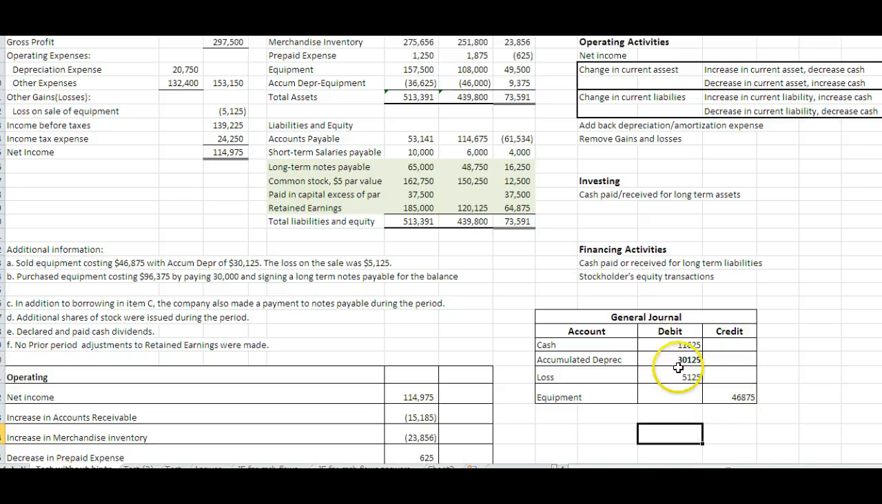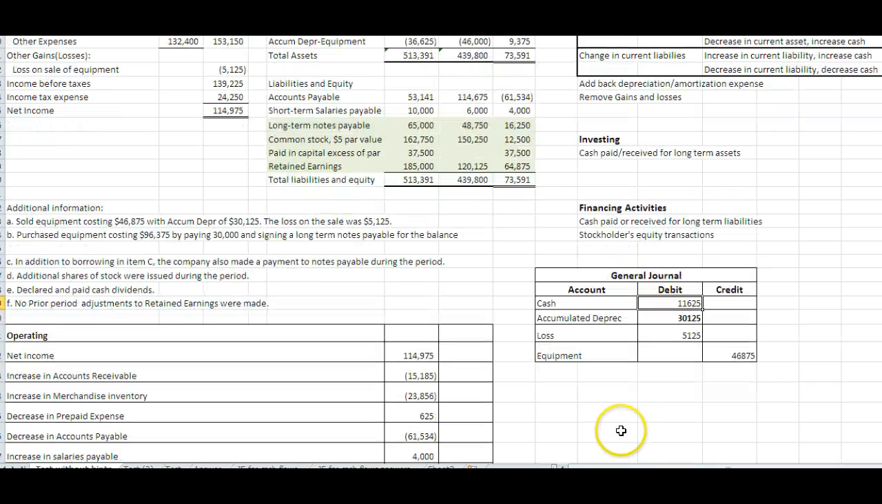So here, let's recap this journal entry. I sold some equipment that cost $46,875 at a loss. I got $11,625 for it in cash. An easier way, or for some people love journal entries, some people like looking at it a different way. Let me show you a different way to look at this. You could say that you had equipment worth $46,875, that you had depreciated it over the period of time by $30,125, so that it now has a book value of $16,750.